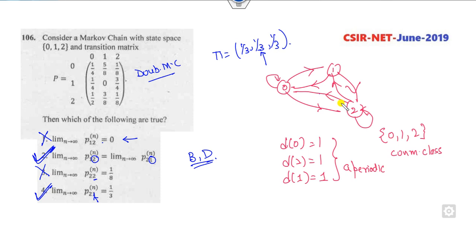So what is the meaning of that? It will give you a unique stationary distribution. So if somebody asks you whether it's irreducible, you can check yes, aperiodic, period 1, unique, and here is the right answer.